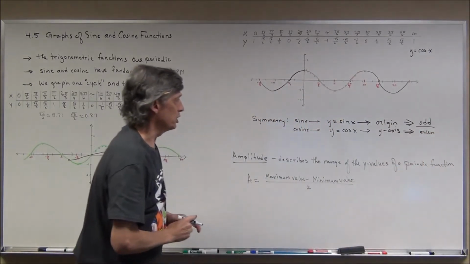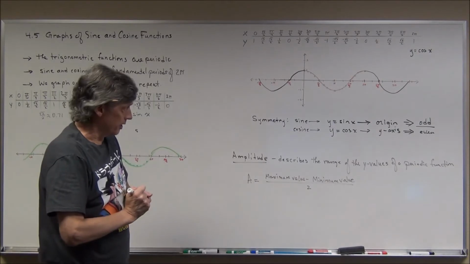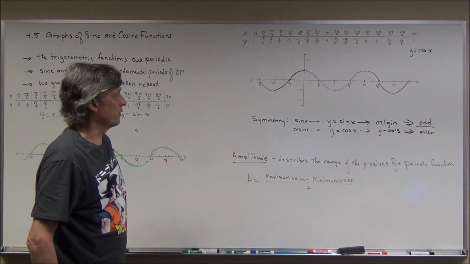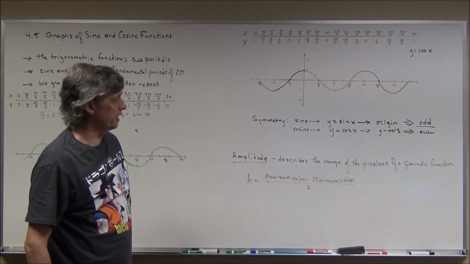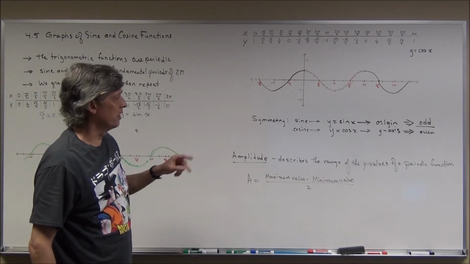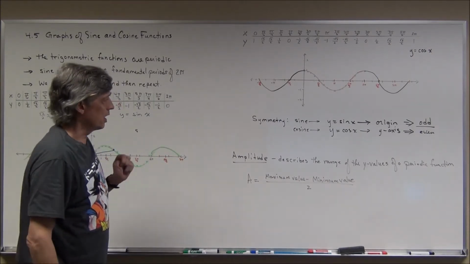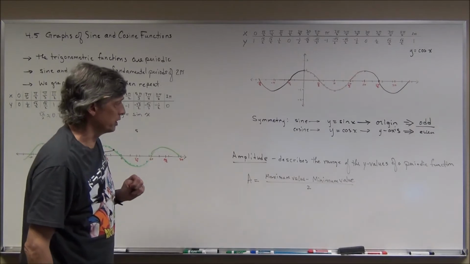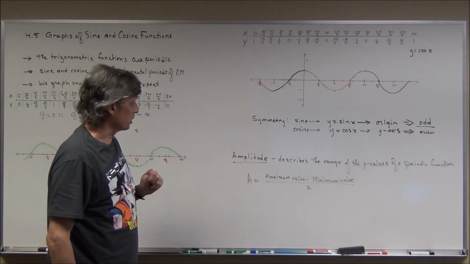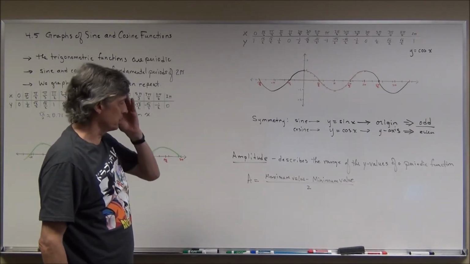All 6 trig functions are either even or odd functions. The cosine and the secant, I believe, are the 2 that are even, and the other 4, sine, cosecant, tangent, and cotangent, are all odd functions when we graph those. Now we're going to get to that as well.